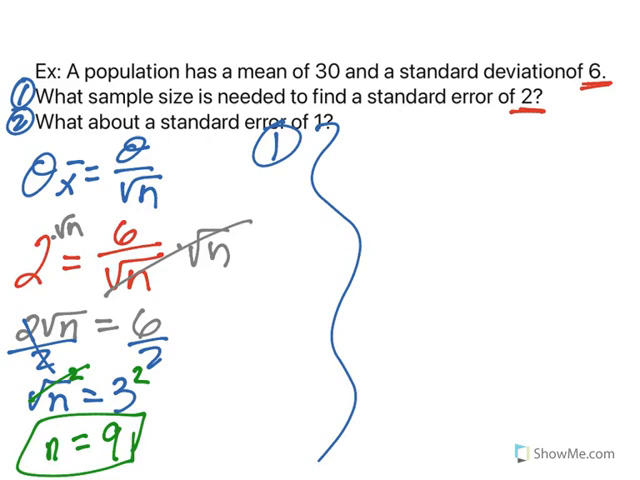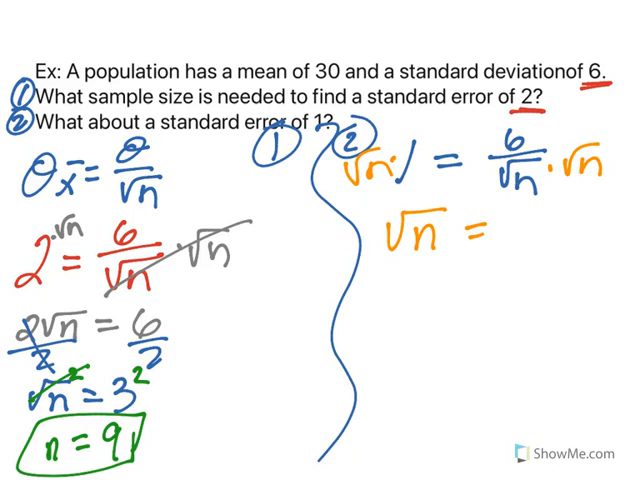So if I want a standard error of 2, I would simply need a sample size of 9. Now, in my second example, I want a standard error of 1. I still have a standard deviation of 6, so I go through the same steps. Multiply by the square root of n. So 1 times the square root of n is just the square root of n. That equals 6. So to unsquare root it, I square it. So I get n equals 36.